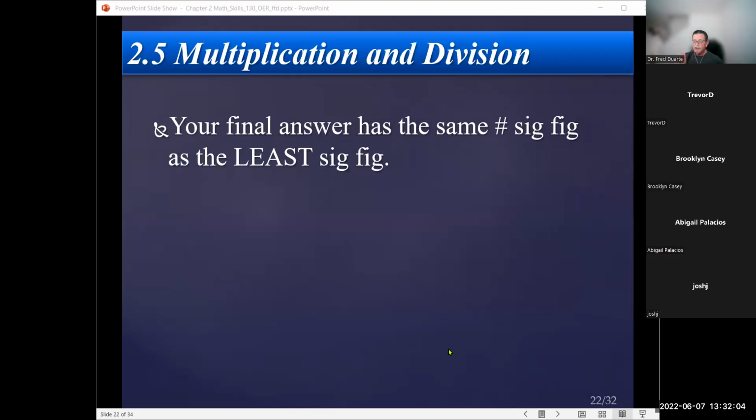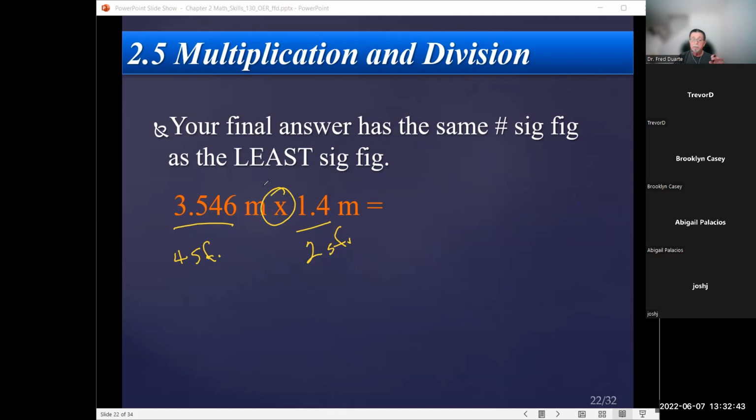All right, multiplication and division. As I stated when I first started the adding and subtracting, here we focus on the number of sig figs, okay? For example, we're going to multiply here. How many sig figs does the number 3.546 have? What we got here? 4, that's correct. We got 4 sig figs here. What about 1.4? And here we got 2 sig figs, okay?